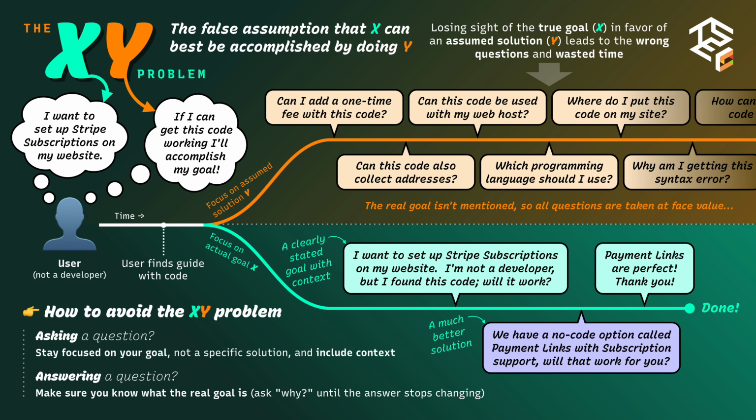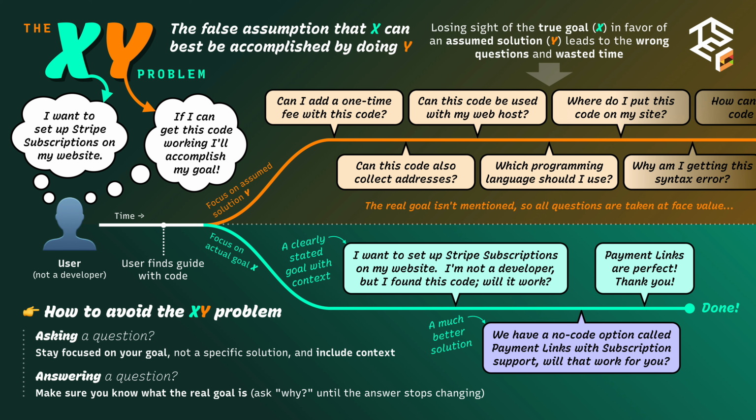One way to determine the real goal is to ask why until the answer stops changing. Sometimes it takes a fair bit of detective work and patience to uncover the true goal, but doing so is almost always worth the effort for everyone involved.